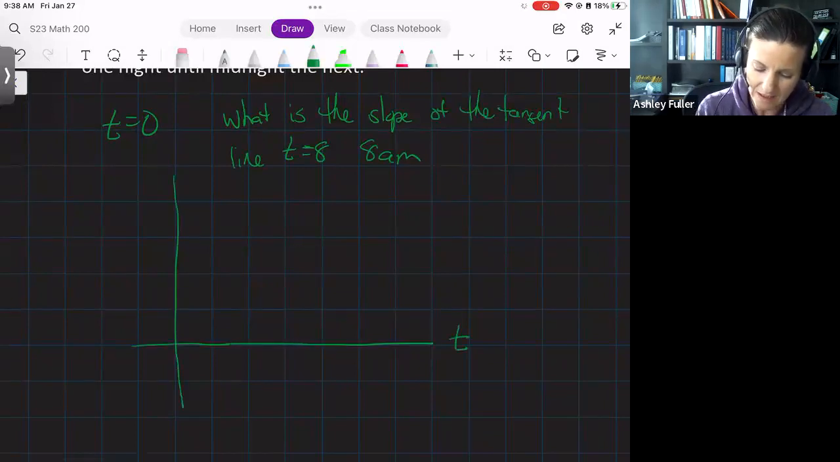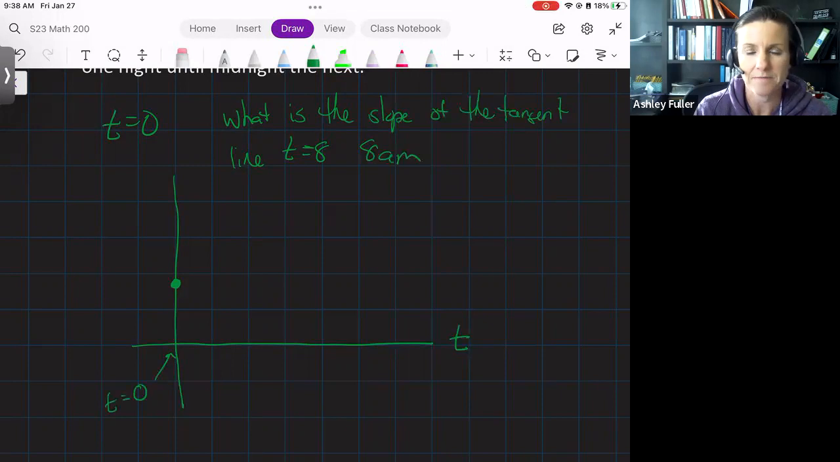Well, let's start by drawing a graph to represent this scenario. We have t here, and the temperature is going to be some value when t is 0 or midnight. And after midnight, between, say, midnight and 6 a.m., the temperature is likely to drop. But then at 6 a.m., it's likely going to begin to increase again.